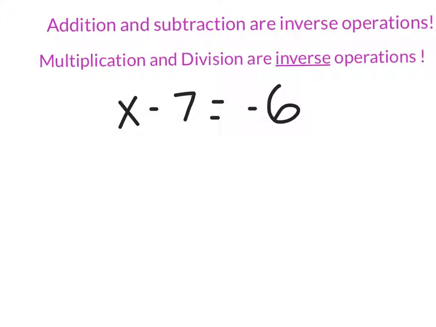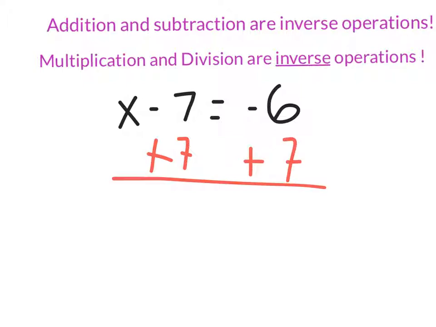Going back up to the top where our little notes are, you'll see that the inverse operation of subtraction is addition. So to get rid of this negative 7, we are going to have to add 7 to both sides to keep it equal. So we're going to add 7 to this side, and then we're going to add 7 to this side. Whenever you do inverse operations, you must do it to both sides of the equal sign. Don't forget, it's kind of like a balancing act. You've got to keep both sides balanced.